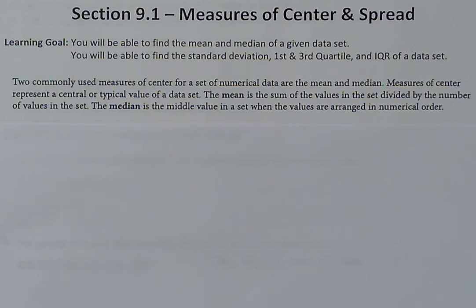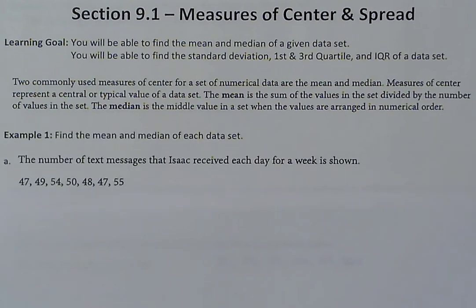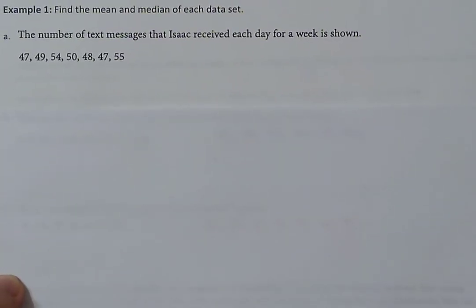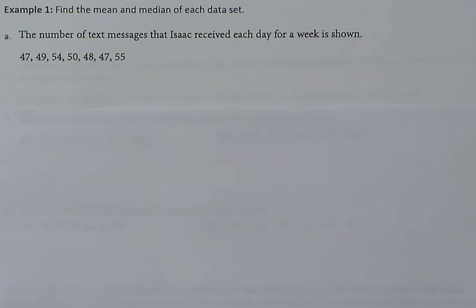So remember that mean, you're going to go through and add all the numbers up and divide by how many there are. Median, you're going to arrange the numbers in order from least to greatest, and then the middle number is going to be your median. All right, so with that said, let's go ahead and get into example 1, where it's going to ask us to find the mean and median for each data set. So when you get to the homework, you're going to see some problems like example 1, where they're going to give you a data set for a situation, and they want you to determine the mean and the median.